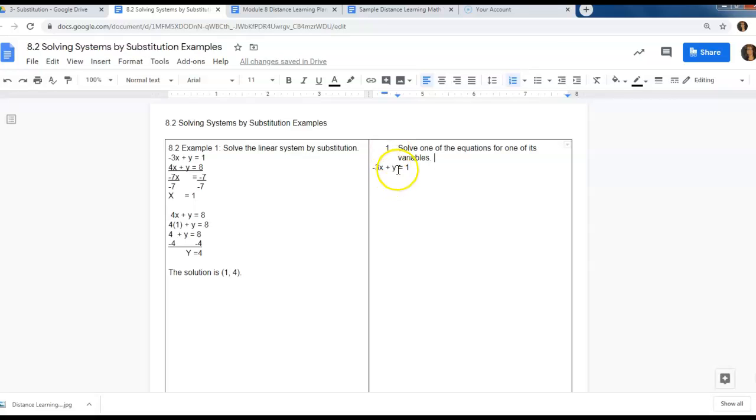Okay, so here I want to leave the y alone. If I want to leave the y alone, it's being added to negative 3x. So the inverse of that is I add 3x to both sides. Whatever I do to one side, I have to do to the other side, 3x.